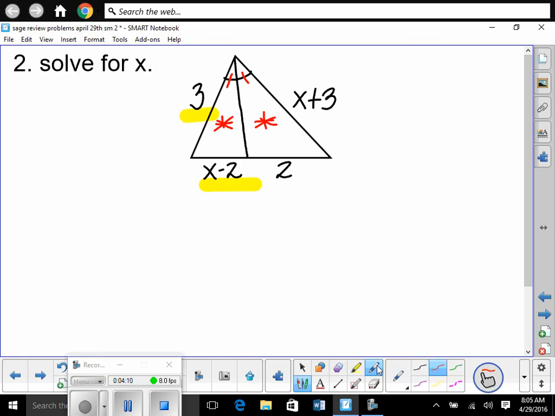Say that aloud, you're right. You're absolutely right. 3 over x plus 3. Okay, guys, 3 over x plus 3. Does everybody see how those are corresponding? Is equal to? X minus 2 over 2. Very good. So then from there, what will we do?